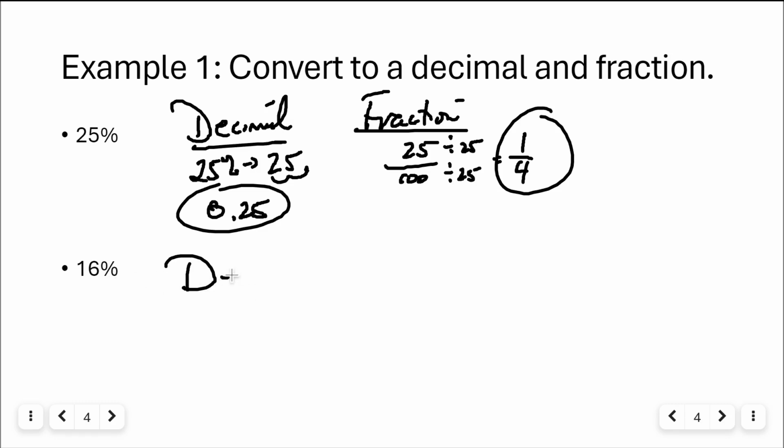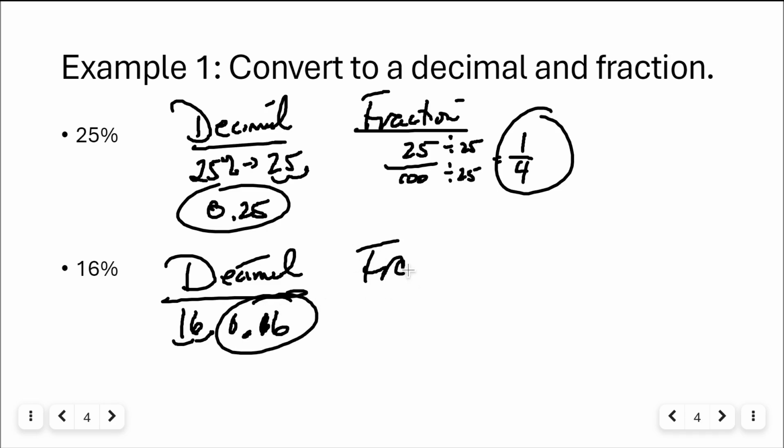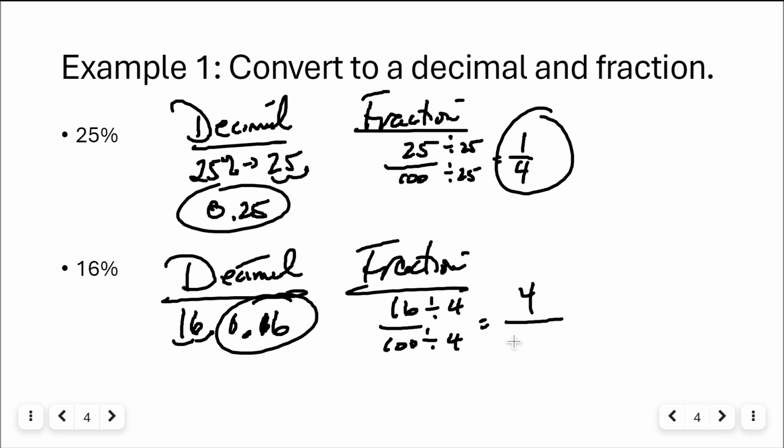16% as a decimal. So start with the 16 with the decimal at the end. Move it 2 places to the left, and you're going to have 0.16. And then as a fraction, I'm going to take 16 and divide by 100. And 2 goes into each one. 4 goes into each one. Let's do that instead. 4 goes into 16 4 times. 4 goes into 100, 25. So 4 over 25 would be my fraction. 16% is 4 over 25.